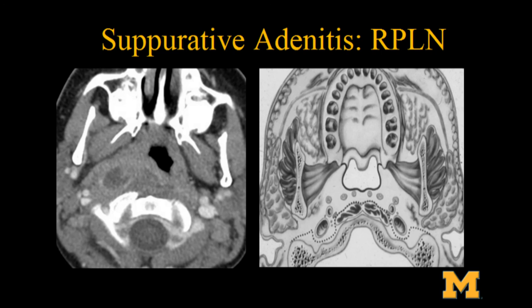Now, what is this disease entity? 20 years ago, we used to call it an abscess. And I remember specifically patients going to the emergency room with an abscess. But what this really is, is enlargement. And what was the disease entity we said when patients had a lymph node that contained pus? Suppurative adenitis, right? So this is actually suppurative adenitis of a retropharyngeal lymph node.